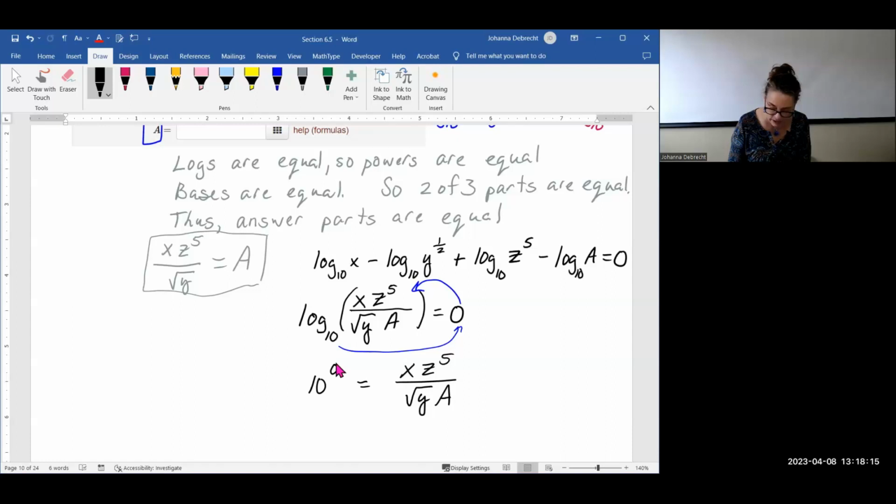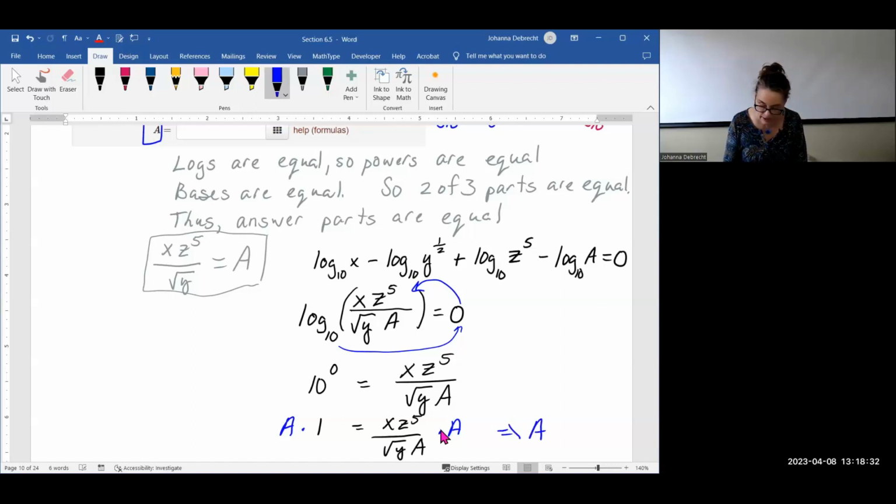0 to the 0th does not exist. So then this gives us 1 on the left equal to x z to the 5th over the square root of y times a, and I can multiply both sides of the equation by a, and that will let me solve for a. This gives me that a is equal to x z to the 5th divided by the square root of y, which is the same thing I got in the first method. So they are equivalent. They will give you the same result.